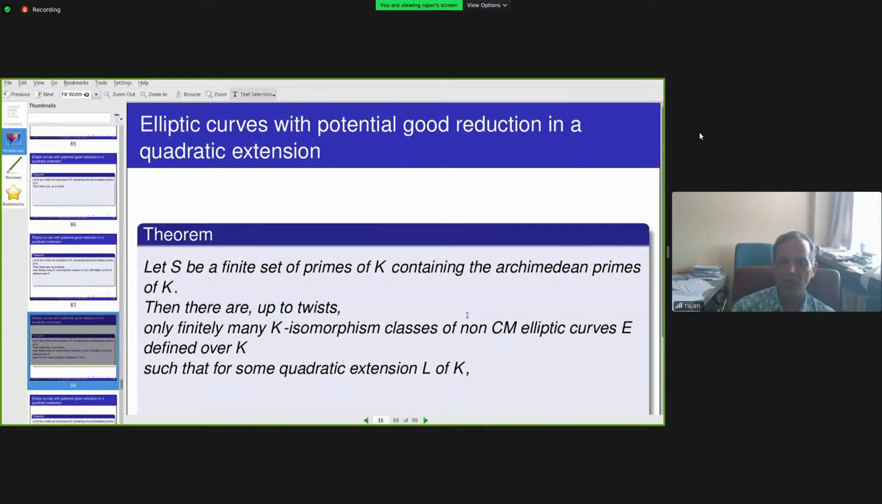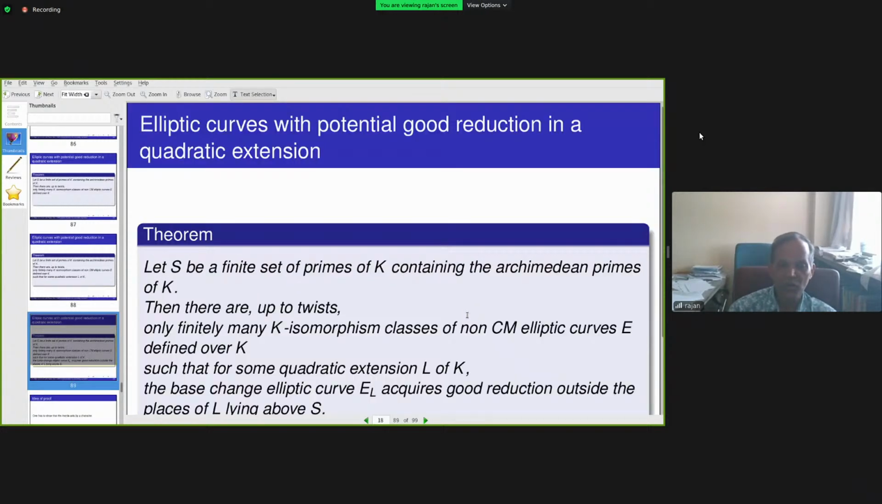It need not be the same. You can let it vary over all quadratic extensions. The elliptic curve E acquires good reduction outside the places of L lying above S.